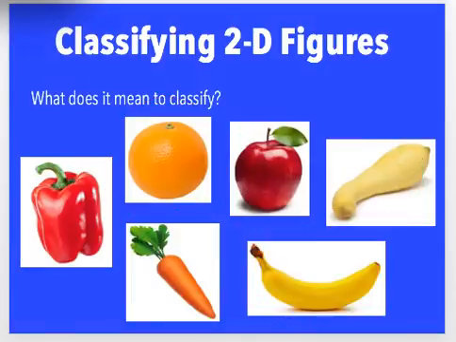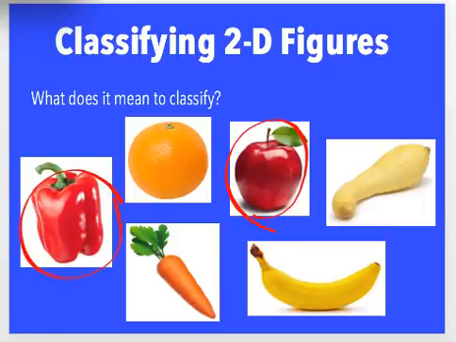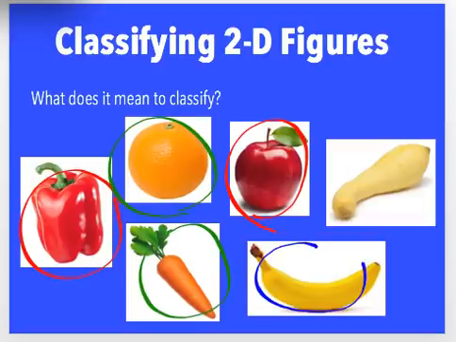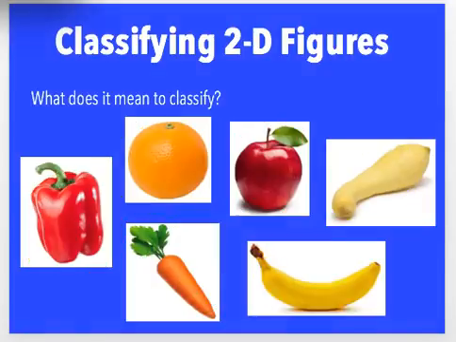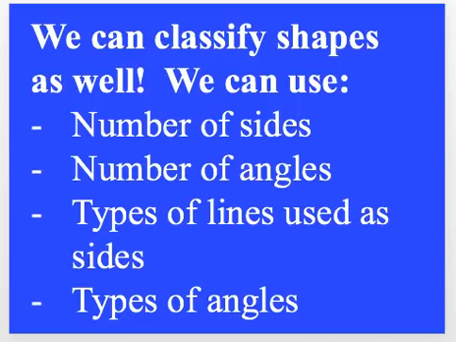I could also sort them differently if I wanted. I could sort them by color. I could say the apple and the pepper are red, the orange and the carrot are orange, and the banana and the squash are yellow. I could also classify them by shape. I could talk about which ones are long versus which ones are kind of roundish. There's a lot of different ways that I could choose to do this. So classification does not only have to be one way.